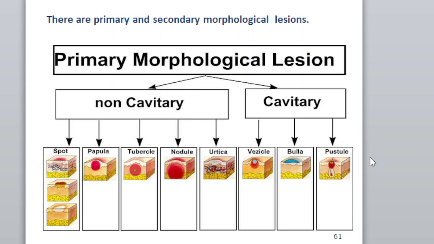Primary morphological elements are subdivided into cavitary and non-cavitary. The non-cavitary primary morphological elements include macule, papule, plaque, nodule, tubercle, tuberculum. The cavitary primary morphological elements include vesicle, bulla, and pustule. Now we will discuss all of these, one by one, in detail.